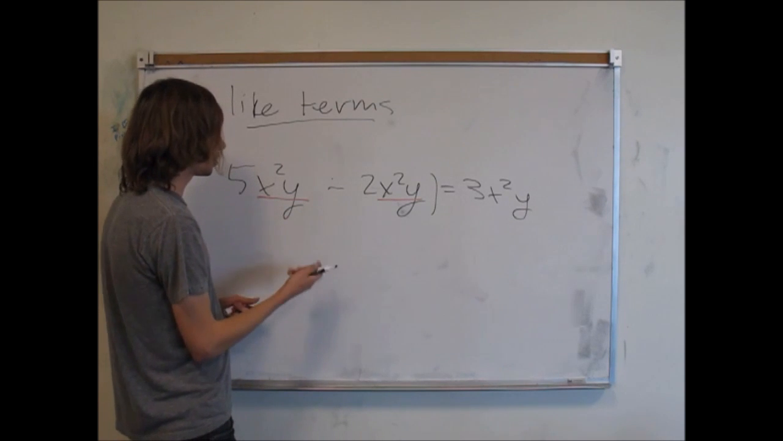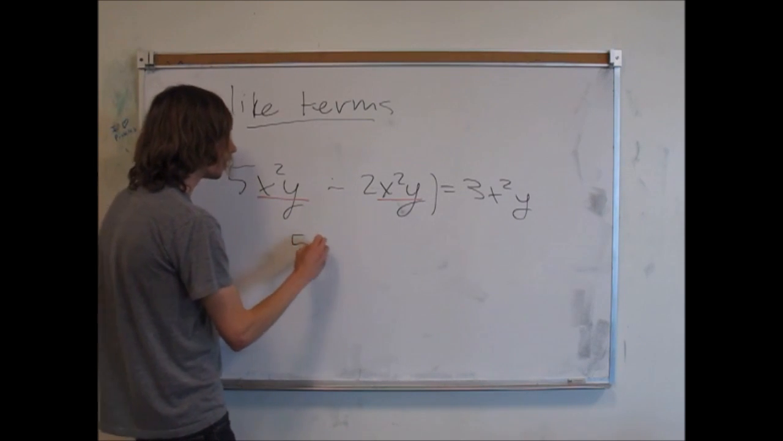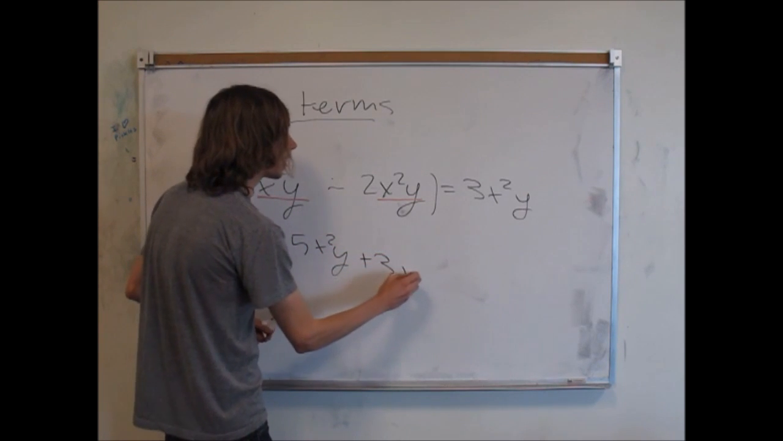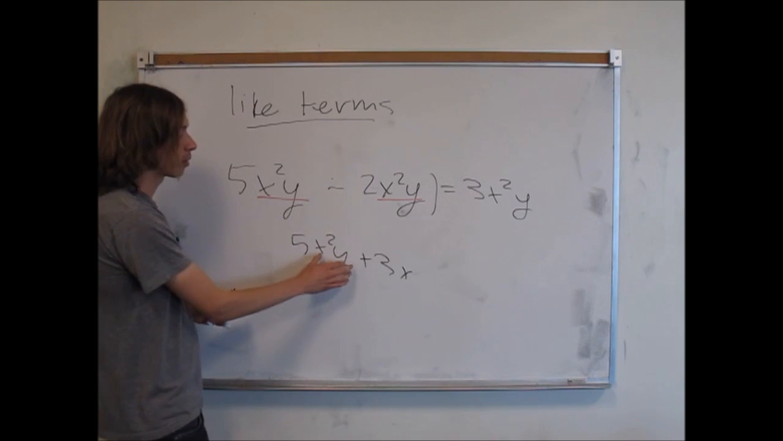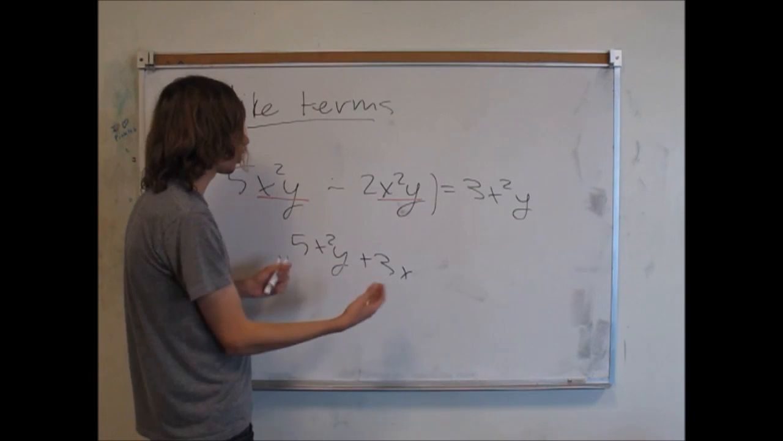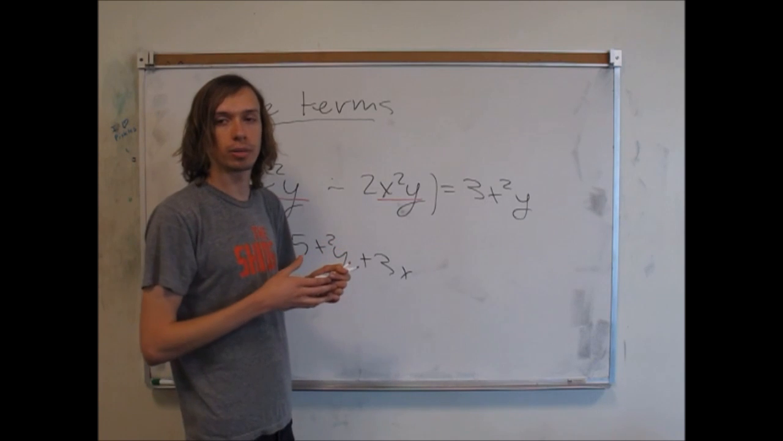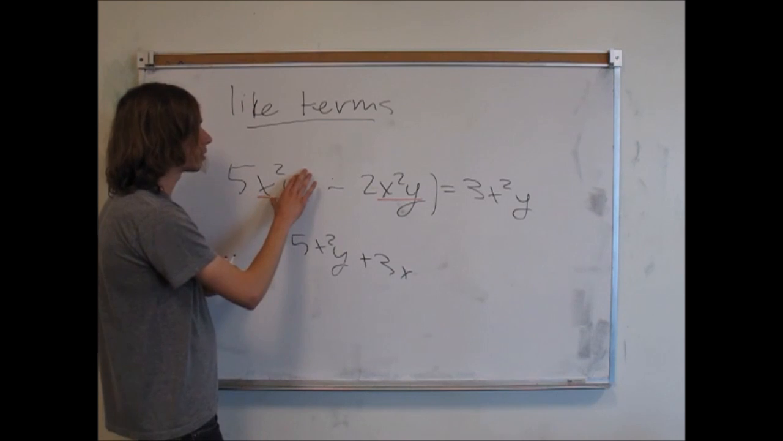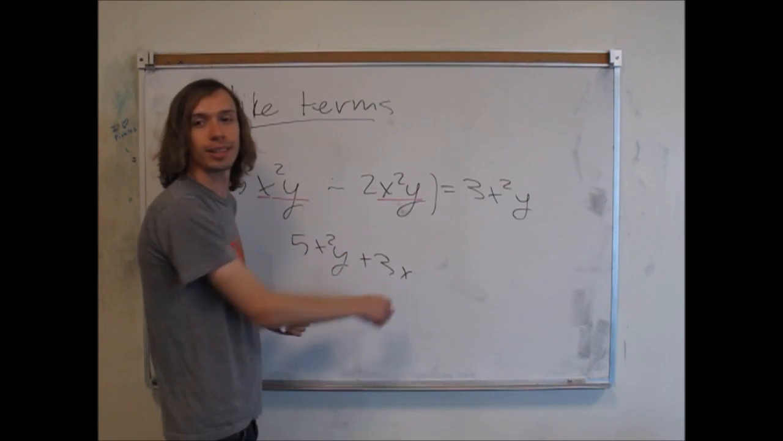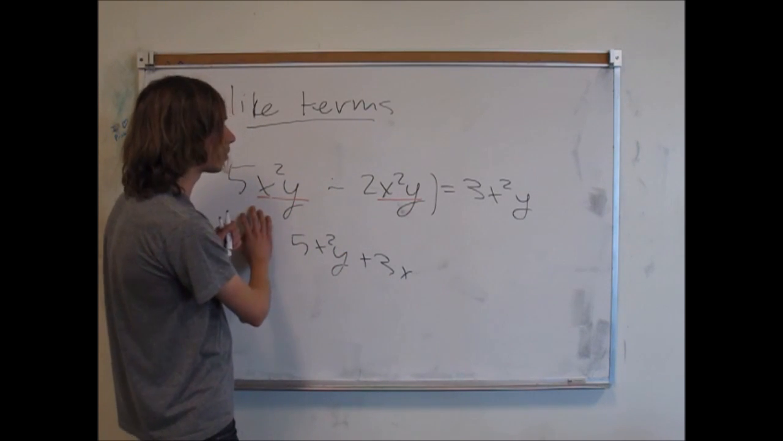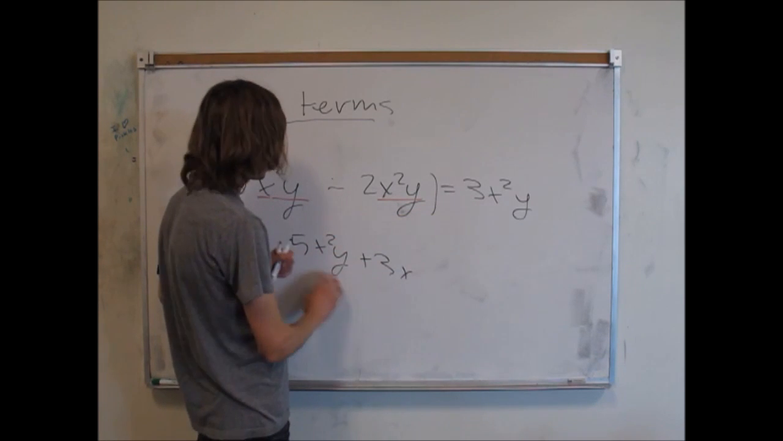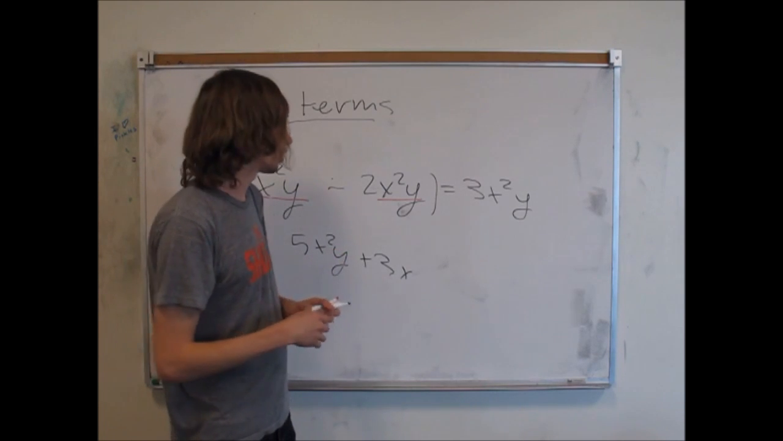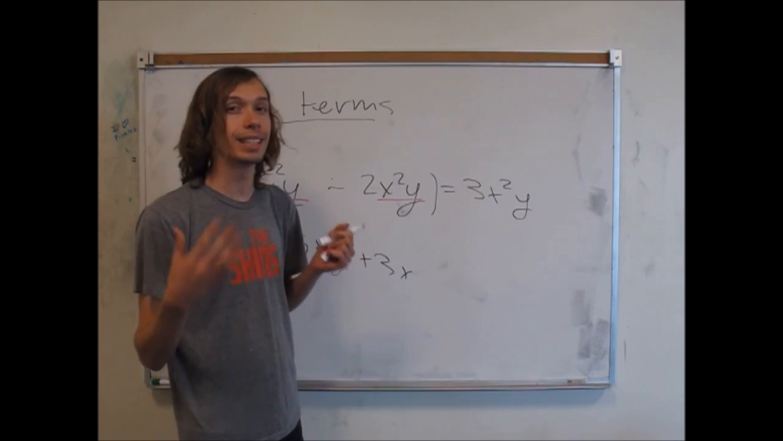But say you have 5 x squared y's, a basket of x squared y's, and you try to add 3 x's. You're not going to come out to 8 x squared y's, right? These don't really match with each other. You could think about it like if x squared y was an apple, and x was a banana. If you had 5 apples, you take away 2 apples, you have 3. But if you have 5 apples and you add 3 bananas, you're not going to have 8 apples. You're just going to have 5 apples and 3 bananas. So that's really the idea behind like terms.